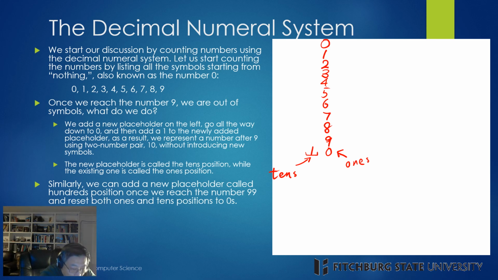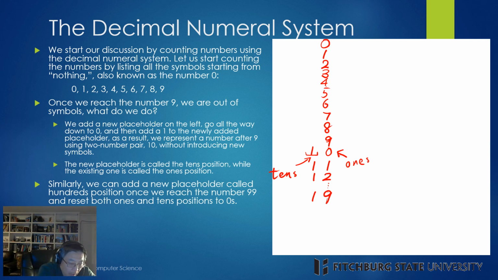Then we can continue to count. Since we have freed up the ones position and set it back to 0, now we can increase the number in the ones position. So we can count the next number, 11, which is 1 more than 10. Then add another 1, and we get 12. And we continue to add until we reach 9 in the ones position. The tens position is also still 1.